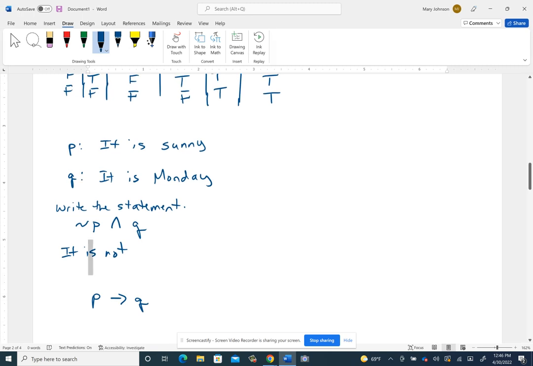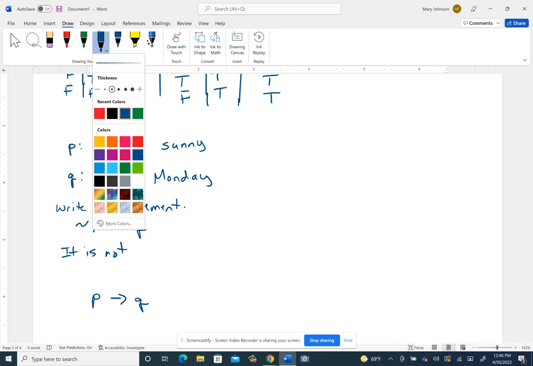Get it back to, for some reason it's changing from pen. Okay, let me try that again.